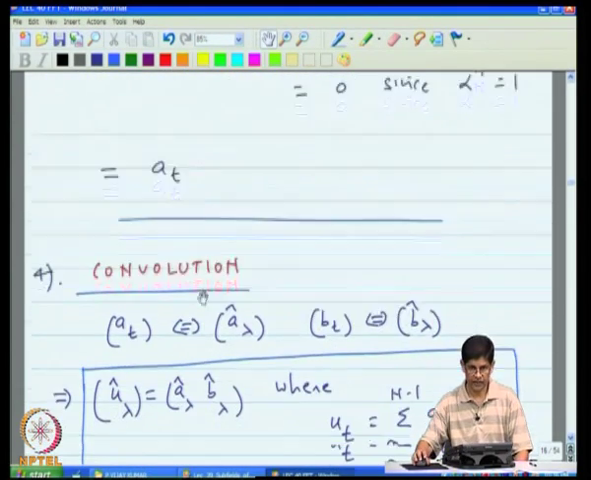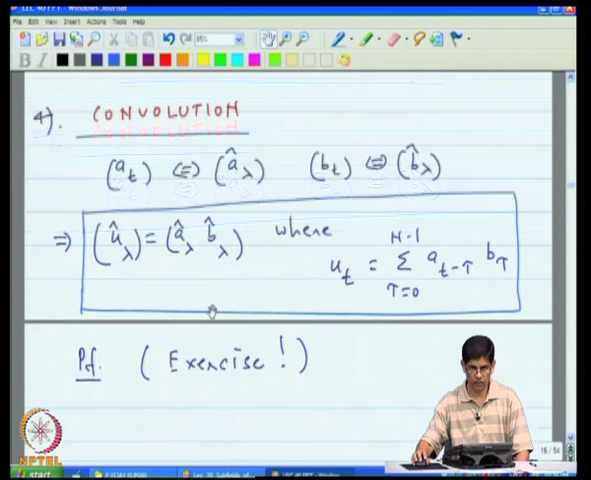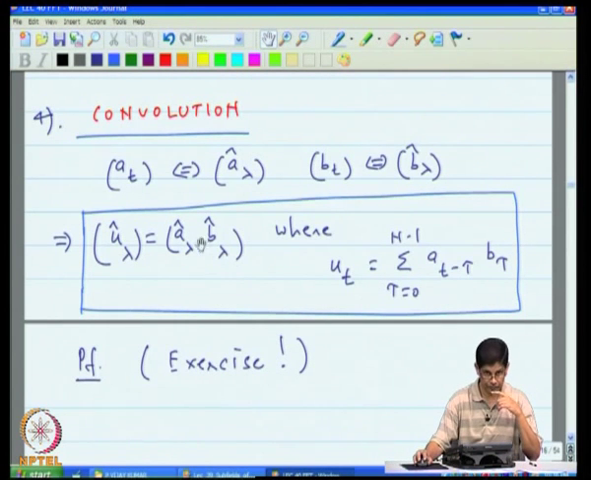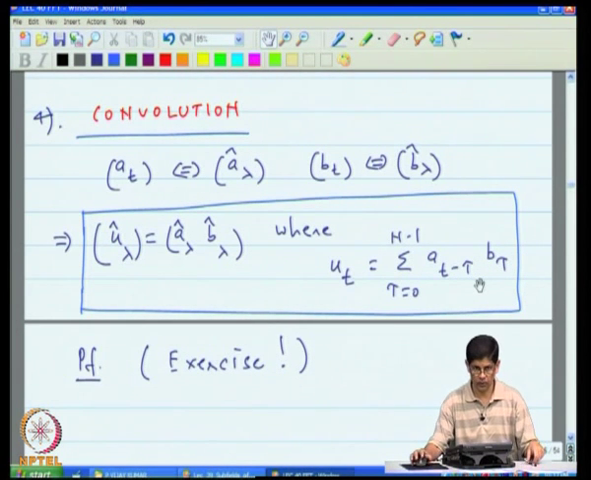All right. Then there is also a convolution relationship, again completely analogous to the way it is with the discrete Fourier transform. If a of t has transform a hat lambda and b of t has transform b hat lambda, then you take the convolution of these two sequences, and the convolution is given by this expression. Now, once again, this is a cyclic convolution because this t minus tau is interpreted modulo n.